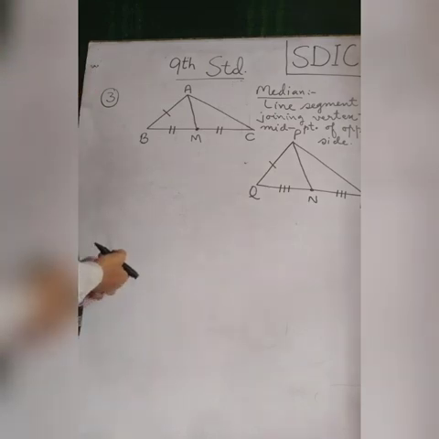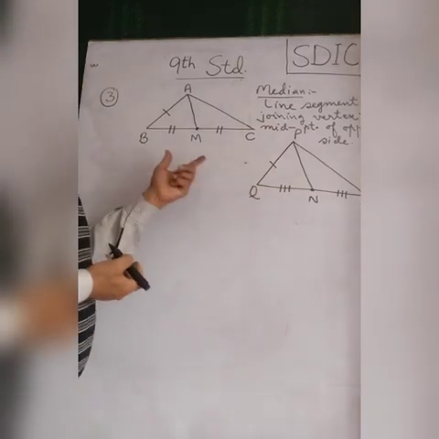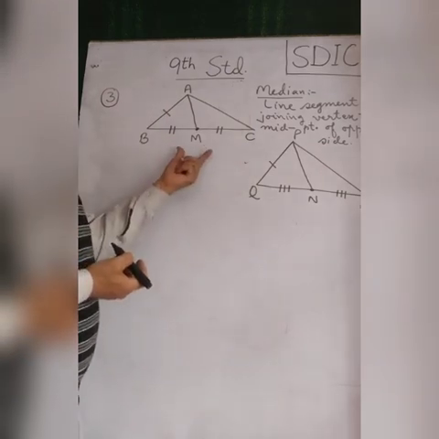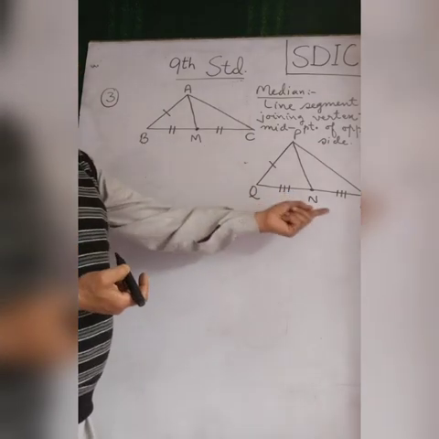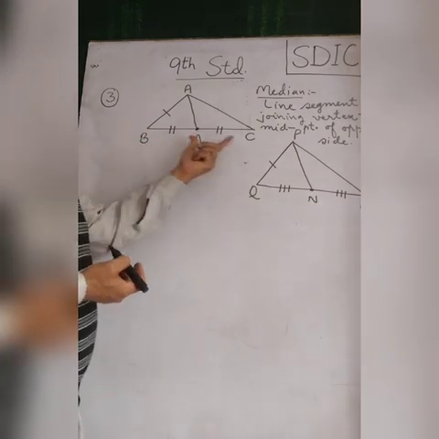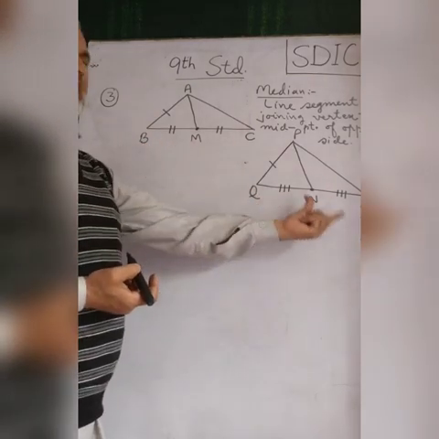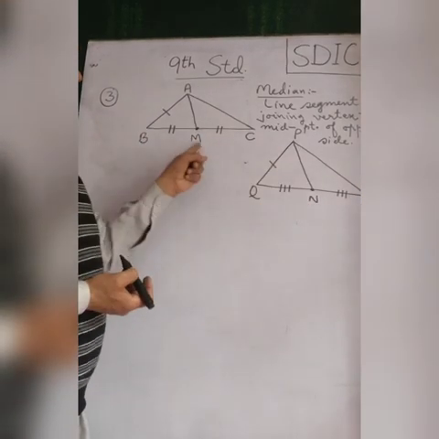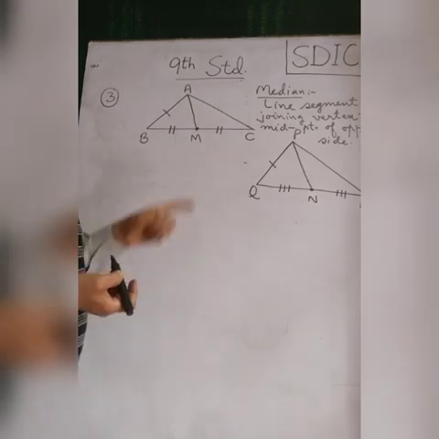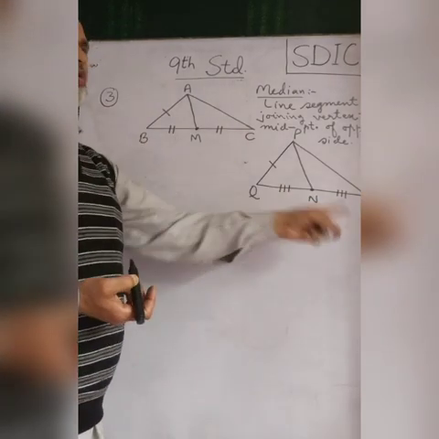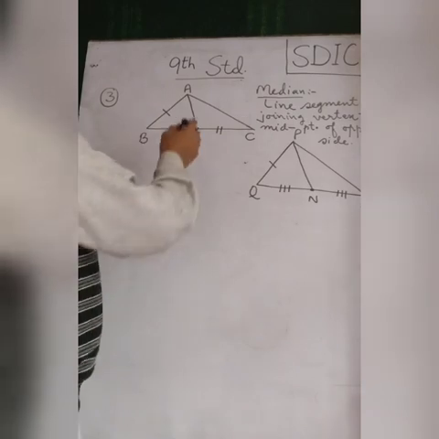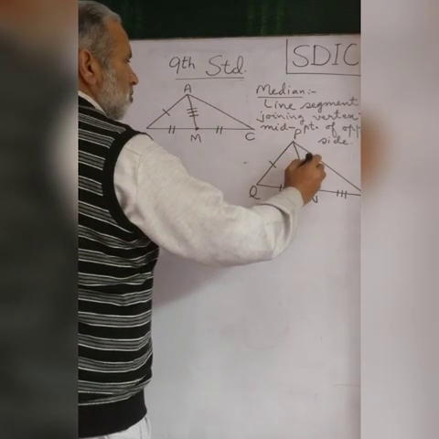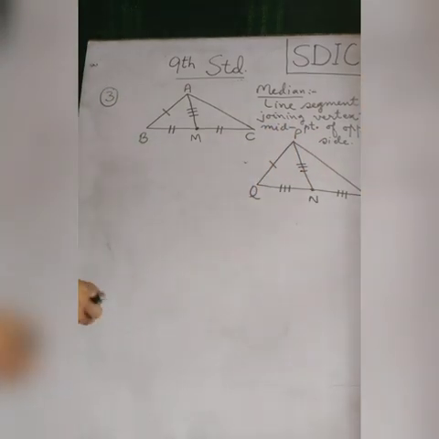Now, the whole side being equal will mean in turn their halves also will be equal. We have two halves of both of these, BC and QR. The two halves here are BM and CM. The two halves here are QN and NR. Therefore, all the four parts will become equal because the whole length BC is equal to QR. And then we also have the median AM of this triangle equal to the median PN of this triangle. The medians are also equal.